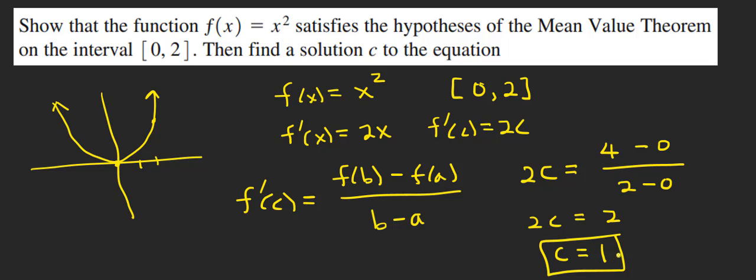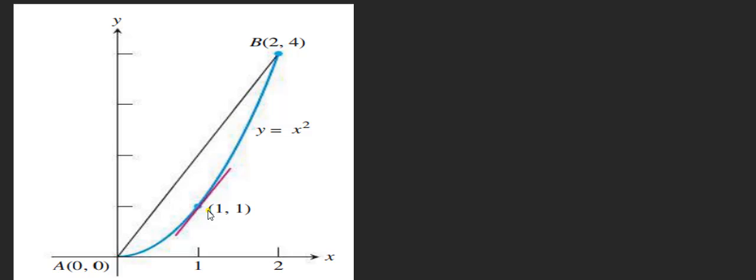So what does this mean graphically? Graphically, this is what it means. You have y equals x squared, the blue line, and a is 0 and b is 2. So when you connect these two points, the slope of this line is going to be 2. And when x equals 1, which was our c, the slope of this tangent line at x equals c is also going to be 2. And these two lines are parallel because they have the same slope.